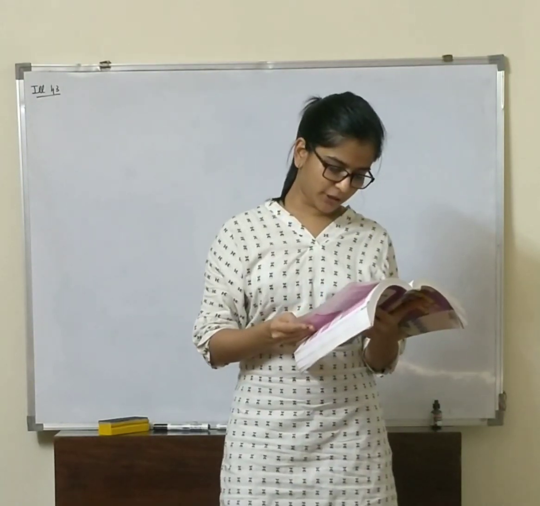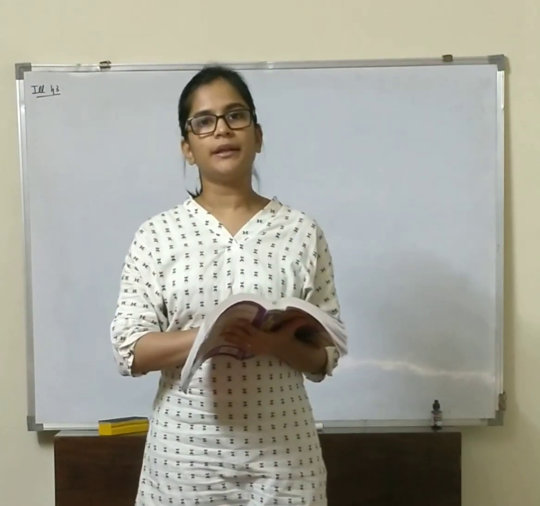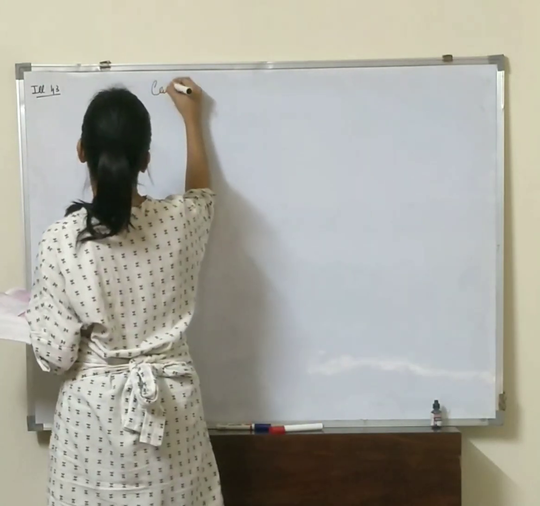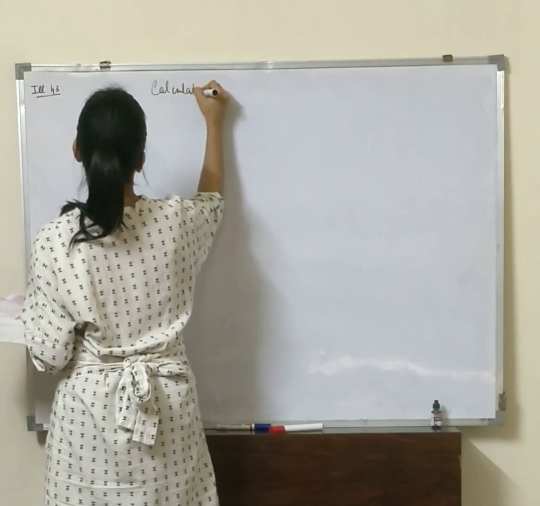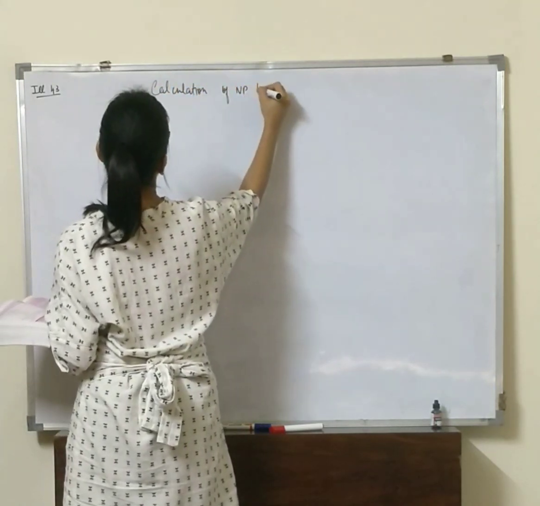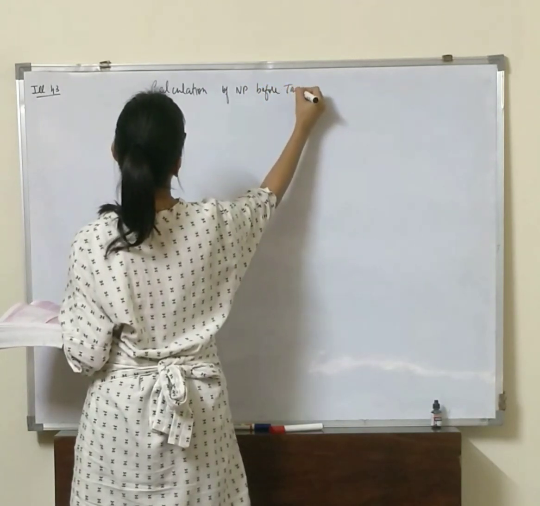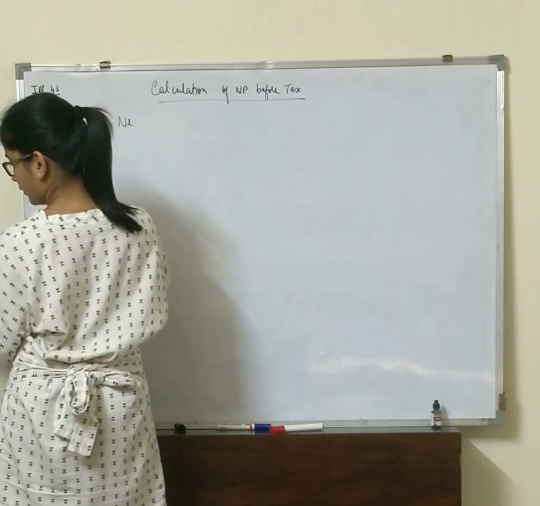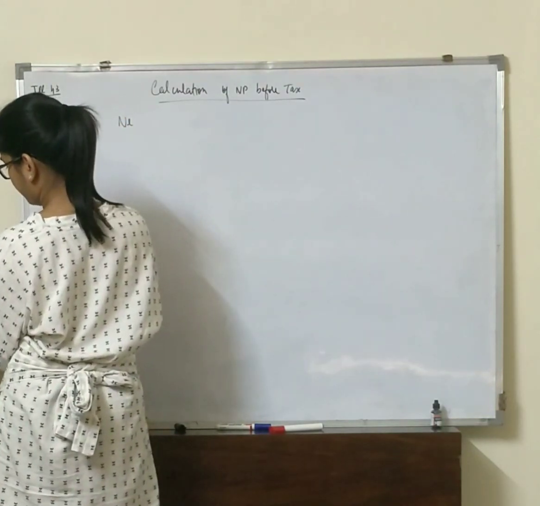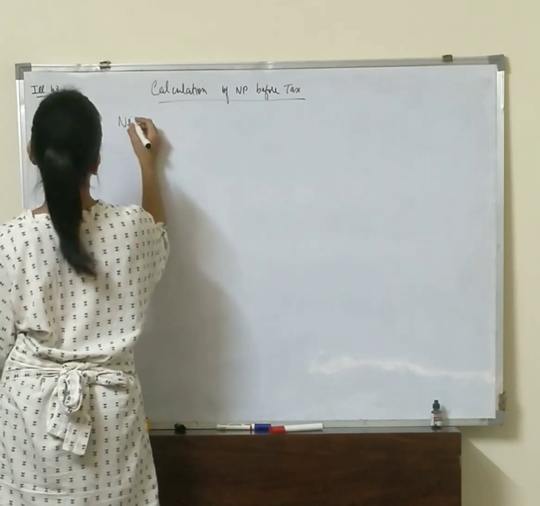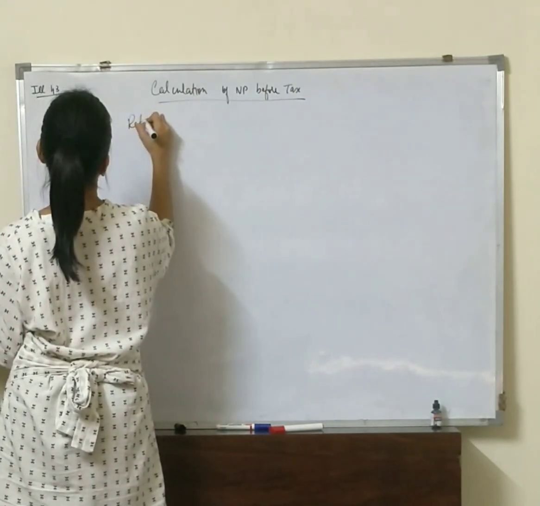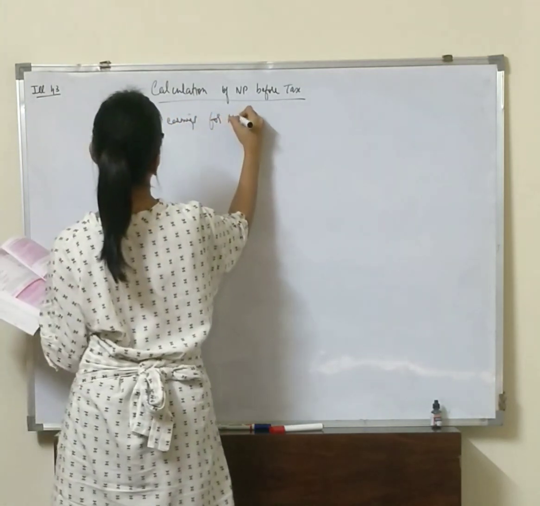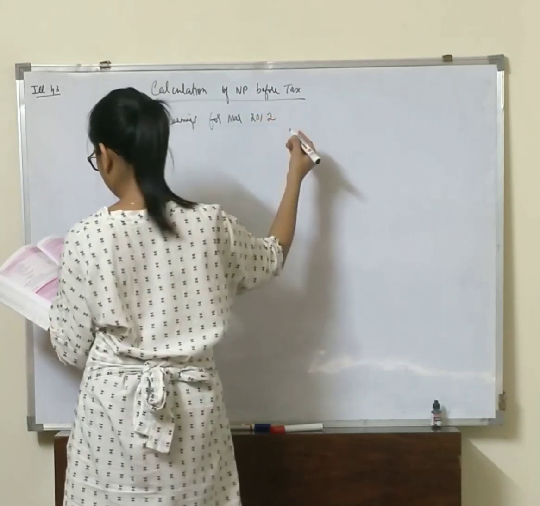Before preparing the ledger accounts, our first step is to calculate our net profit before tax. So write down illustration 43. Calculation of net profit before tax. So they have given us reserves and surplus. Under that, retained earnings. So we write retained earnings for March 2012. How much is it?